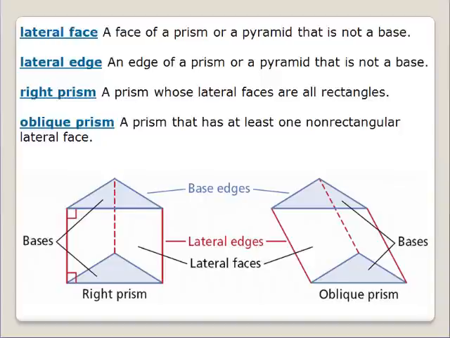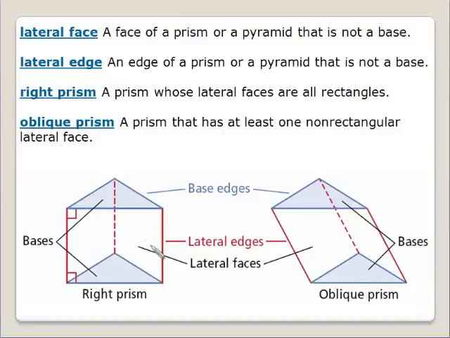Lateral face is a face of a prism or a pyramid that is not a base. So when you look at prisms, they have parallel bases. For example, here we have a triangular prism, which has triangles as its bases. And the lateral faces would be all these rectangles around it. So your lateral faces are never a base.